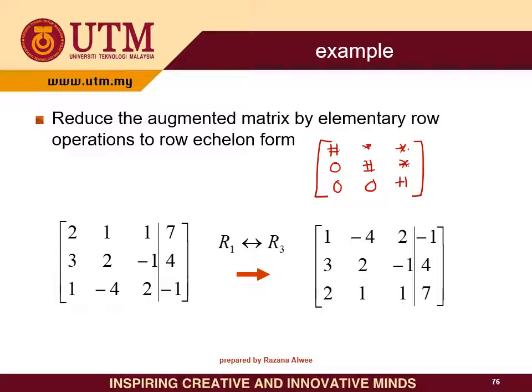Now row 1 will be swapped with row 3. When we swap row 1 and row 3, the row 3 that was previously here will be at the top and row 1 will be here. So we will have 1 as a starting point.